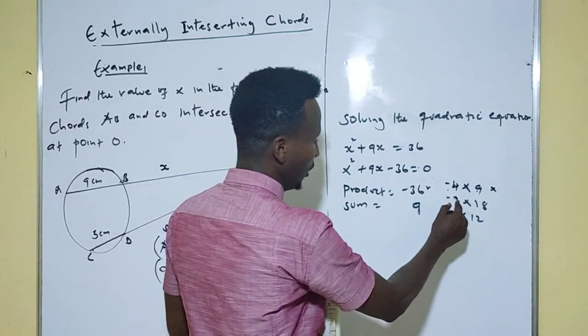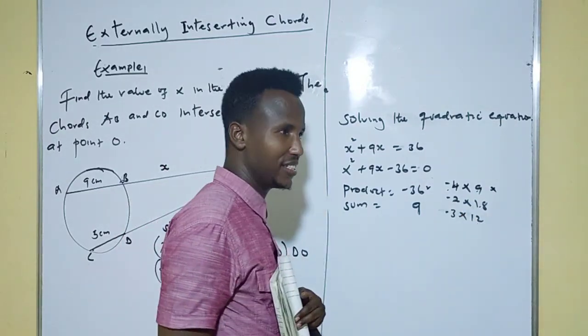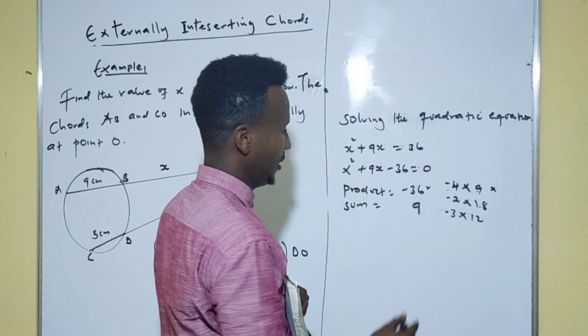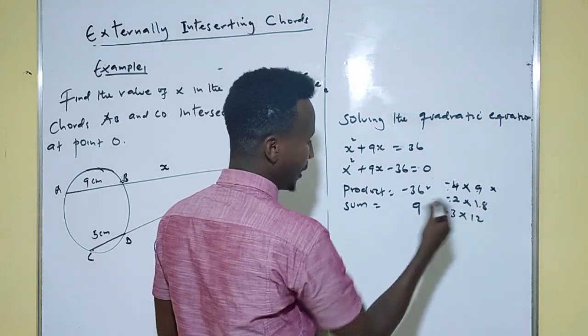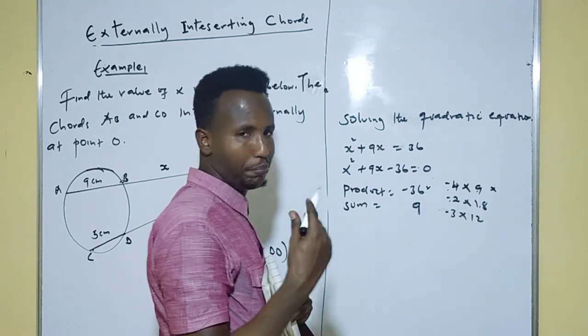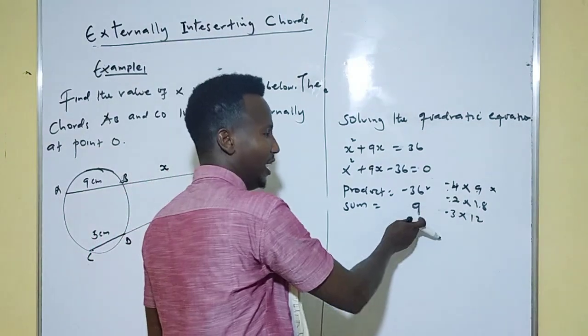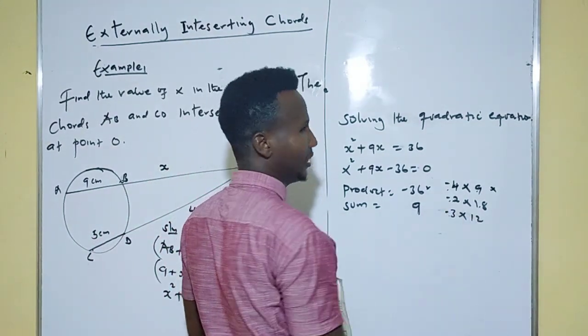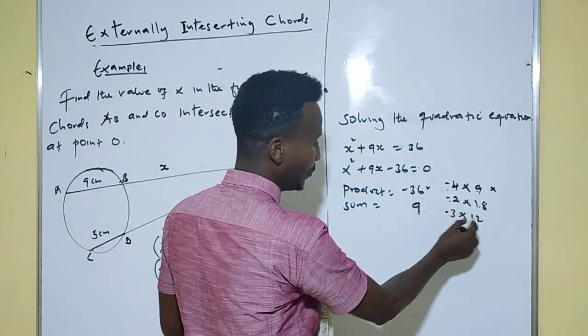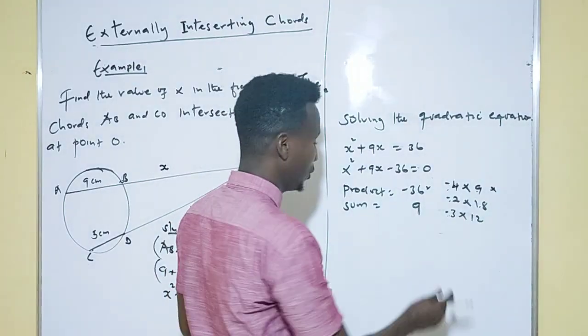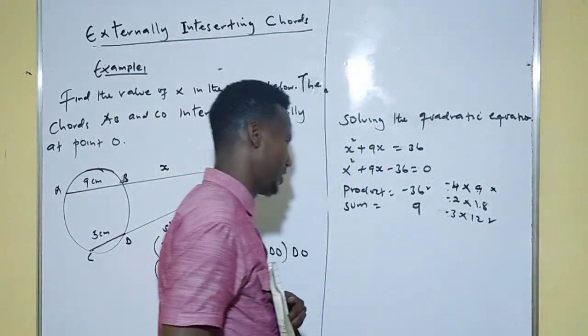Again, come to this one. This times this, obviously it's negative, that's 6. So on the product side, it's right. But negative 2 plus 18 is positive 16. So we don't have 16 here. This time, negative 3 times 12 gives negative 6, that is a tick. Negative 3 plus 12 is what? Positive 9. So this is the pair of numbers you're going to use.